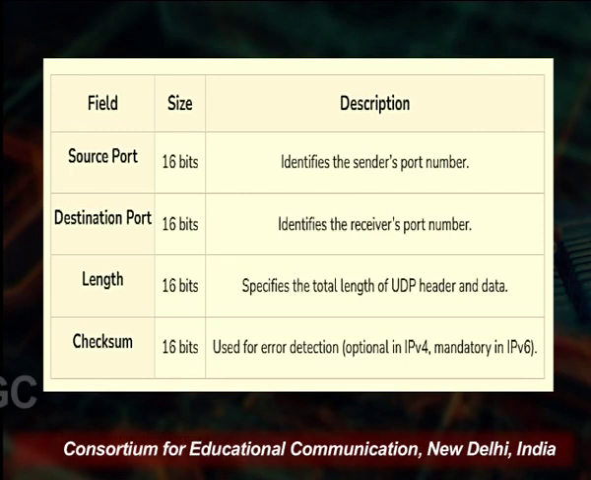Now, the source port is 16 bits, which identifies the sender's port number. The destination port is again 16 bits, which identifies the receiver's port number. Length specifies the total length of the UDP header and data. Then the checksum, again 16 bits, is used for error detection, which is optional in IP version 4, but mandatory in IP version 6.